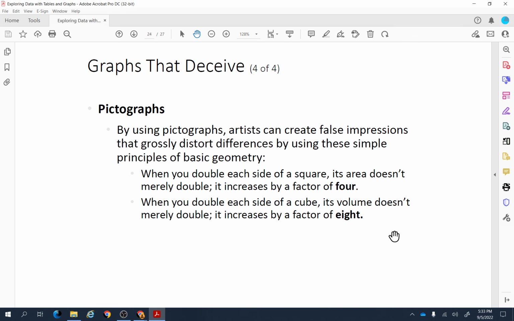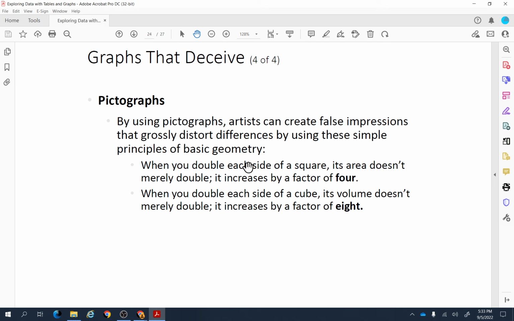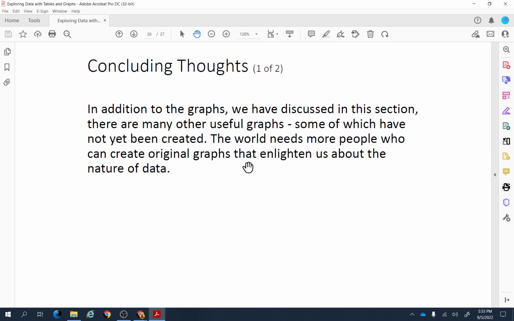Okay, so here are some observations about the pictograph. By using the pictograph, artists can create a false impression that grossly distorts differences by using this simple principle of basic geometry. For example, when you double each side of a square, its area does not merely double. So just take one square and double each side of the square, but the area would not double. Similarly, when you double each side of a cube, its volume does not merely double. So these are some principles of geometry. So a pictograph could be deceptive.